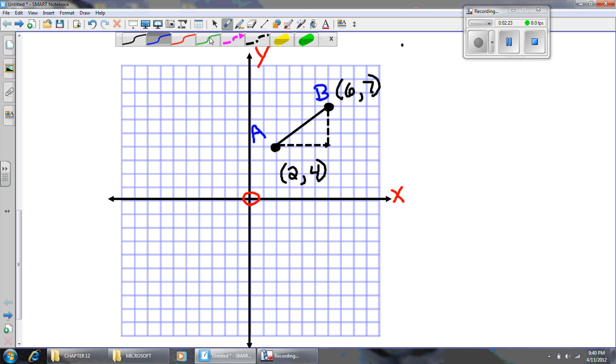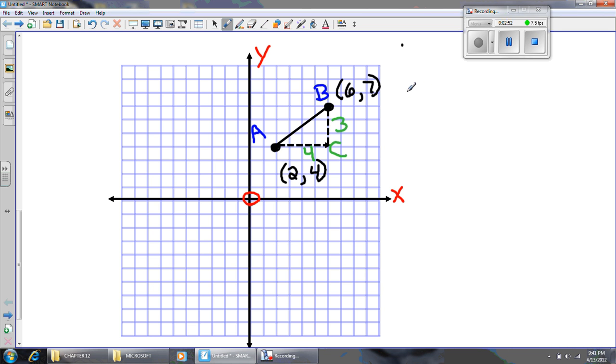Now, let's check this out here. The distance, we're going to call this point C. The distance from A to C looks like it's 1, 2, 3, 4 units long. And notice that's in the x direction, isn't it? Okay, and the distance from B to C is 1, 2, 3 units, right? And if you recognize your Pythagorean triple, you'll know that the distance from A to B is 5.